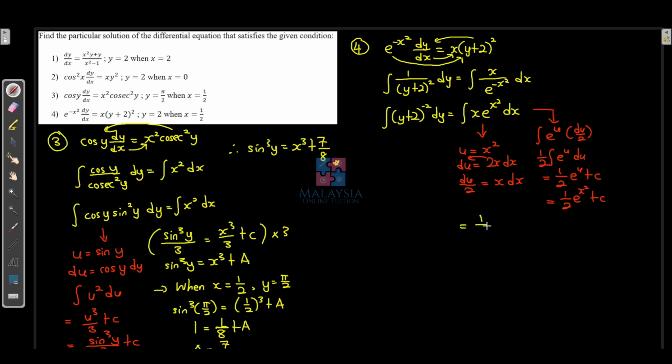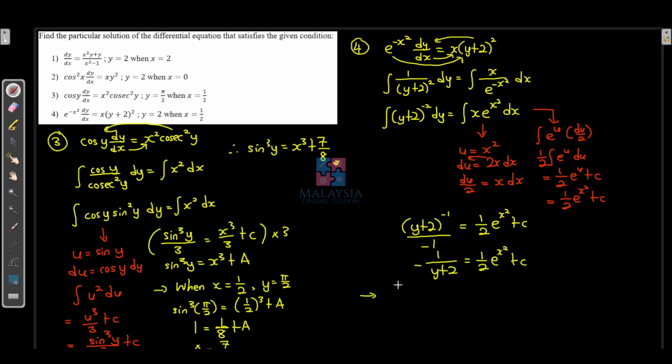Okay, so now we can put this integration in the differential equation. So we get 1 over 2 e to the power of x squared plus c on the right hand side. And on the left, what do we have? To the power of negative 1, right? So y plus 2 to the power of negative 1 divided by negative 1. Okay. So then on the left hand side, we get negative 1 over y plus 2 equals 1 over 2 e to the power of x squared plus c.